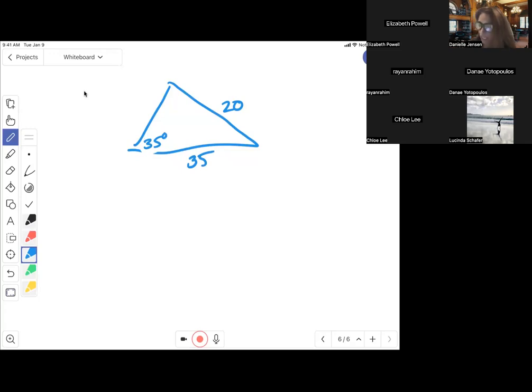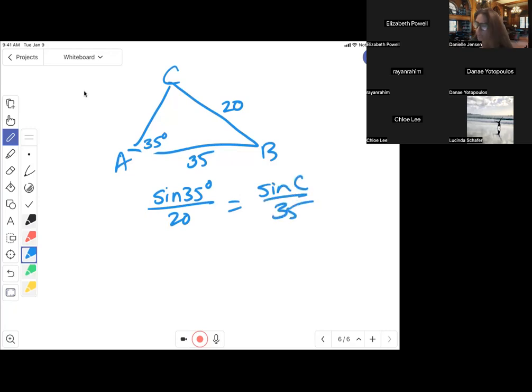For SSA, I've got to use law of sines, and the only thing I can do is sine 35 over 20 equals, let's label this BC, sine C over 35. So tell me what C is. Actually, first tell me what sine C is, and then tell me what C is. What's sine of C?